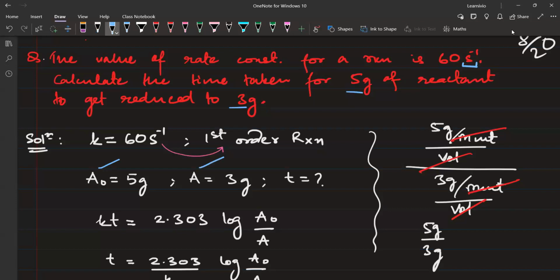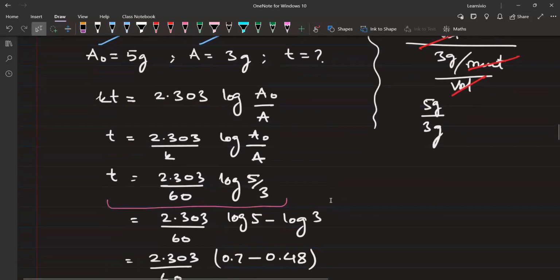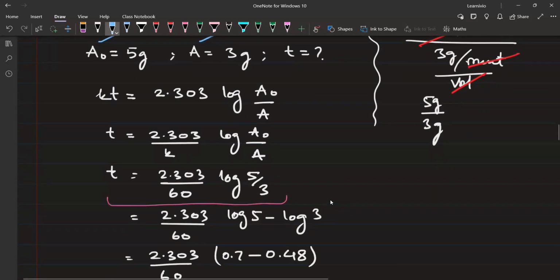A naught is 5 and A is 3 grams, and they are asking for T. Now we know that the formula is Kt is equal to 2.303 log A naught by A. So T will be equal to 2.303 divided by K log A naught by A. We'll plug in the values. 2.303 divided by 6 log 5 by 3. Log 5 by 3 will be log 5 minus log 3. This will be in brackets.